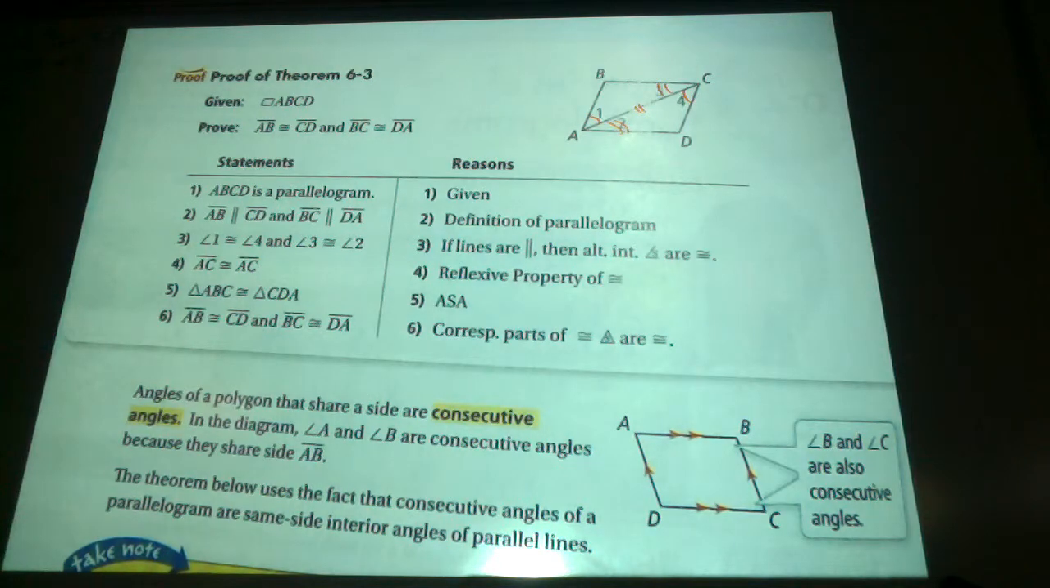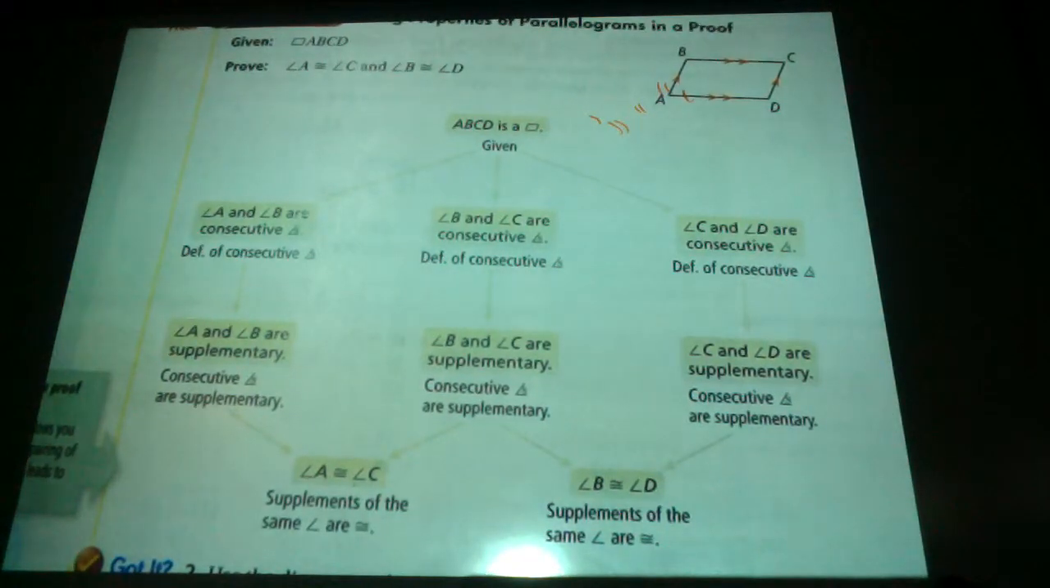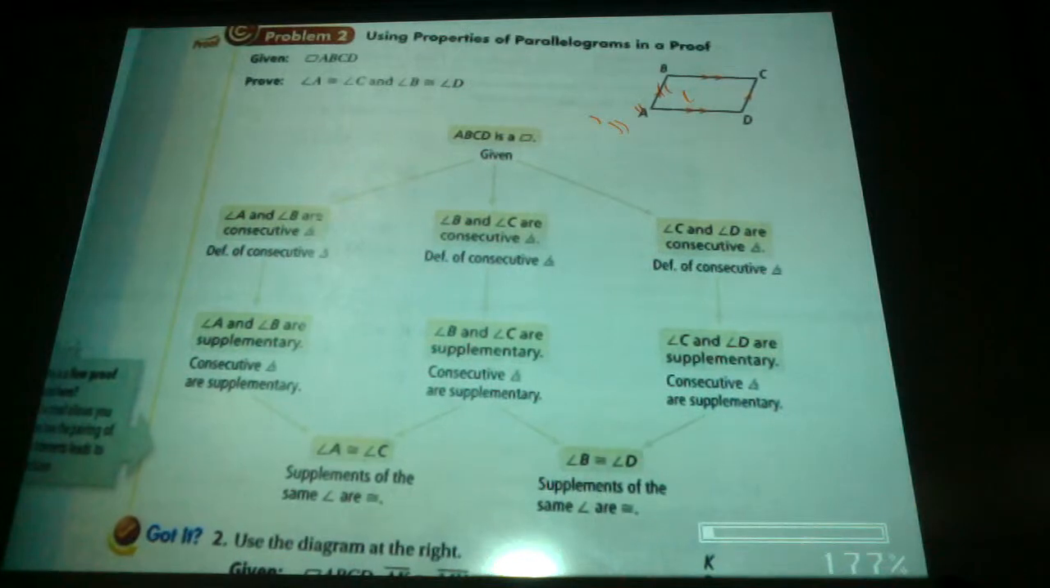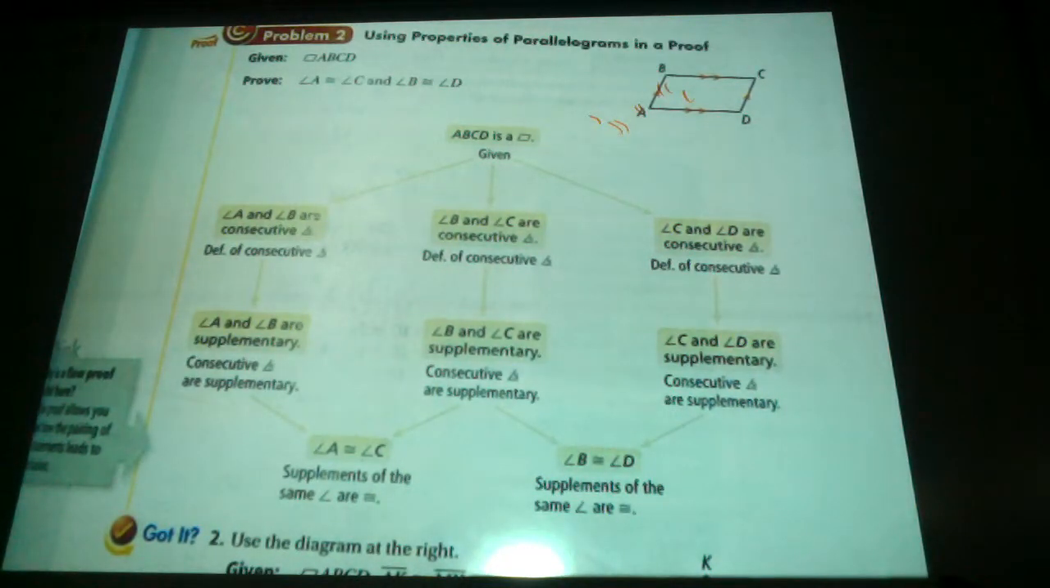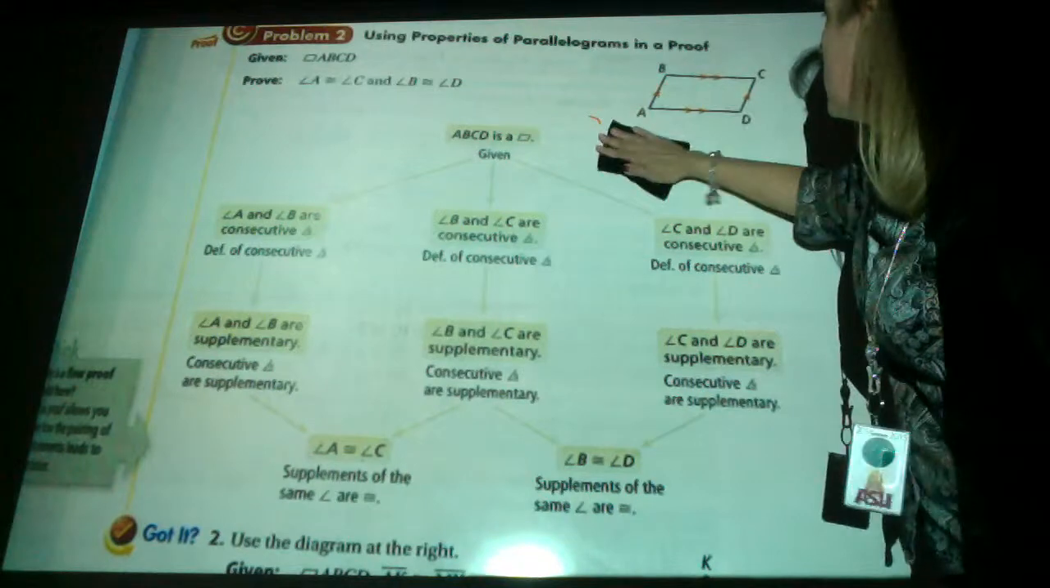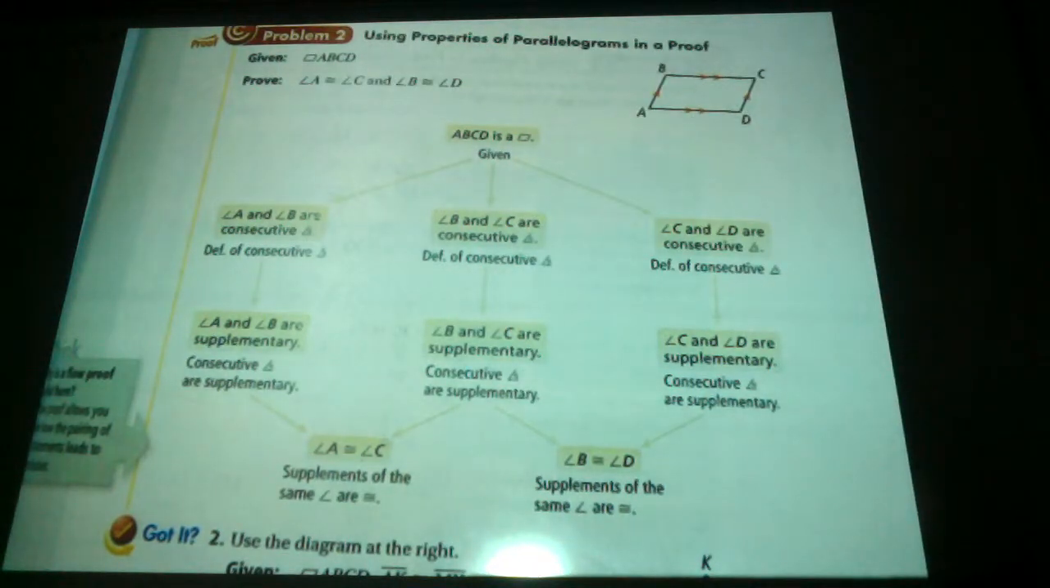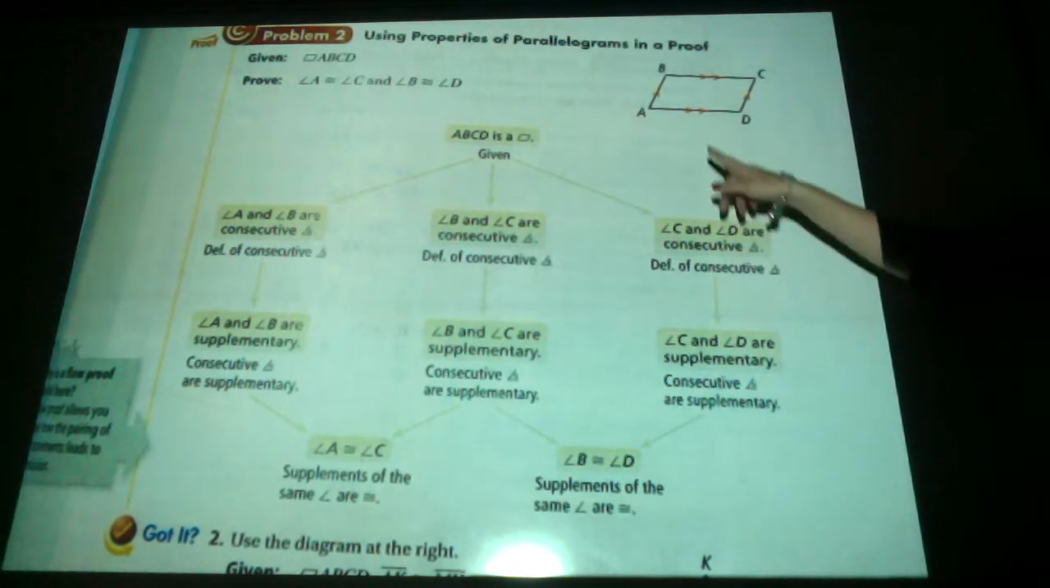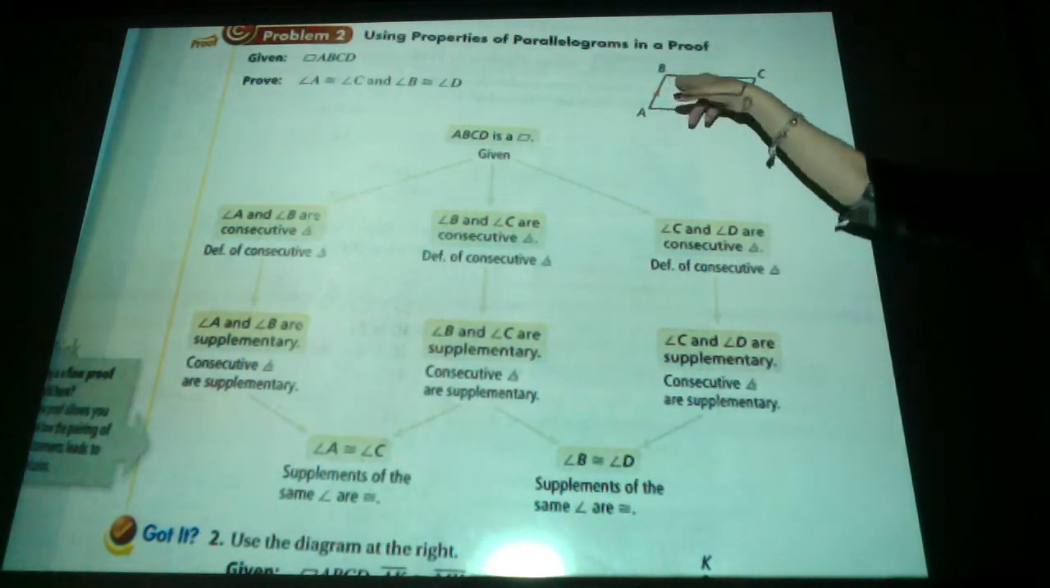And then, finally, there's one more flow-through proof. So this will be proof number 3. I just chose not to make you write them all down, but they're available for you to look at. So on this proof, again, you're only given that you have a parallelogram, and your job is to prove that angle A is congruent to angle C and angle B is congruent to angle D.